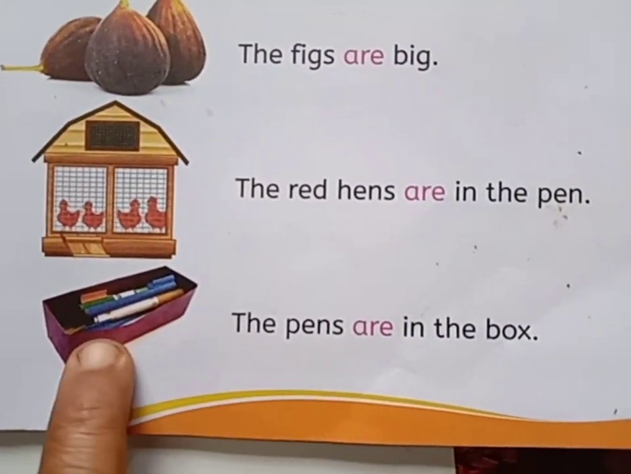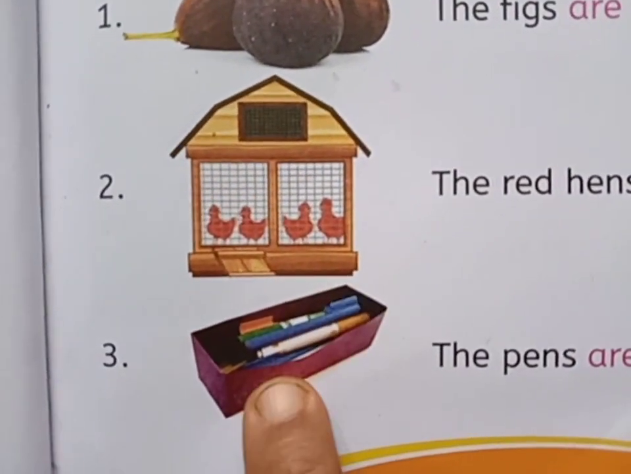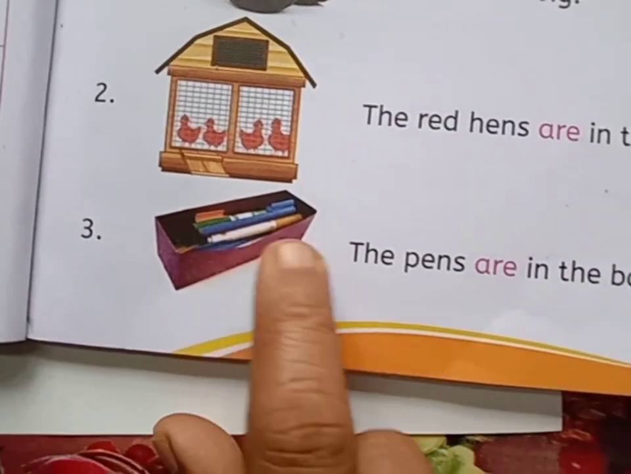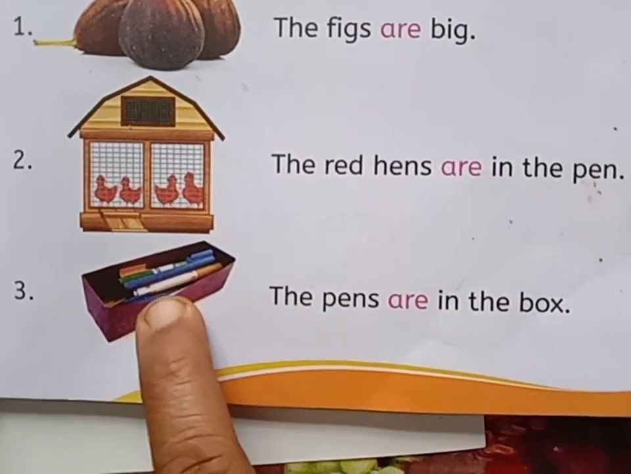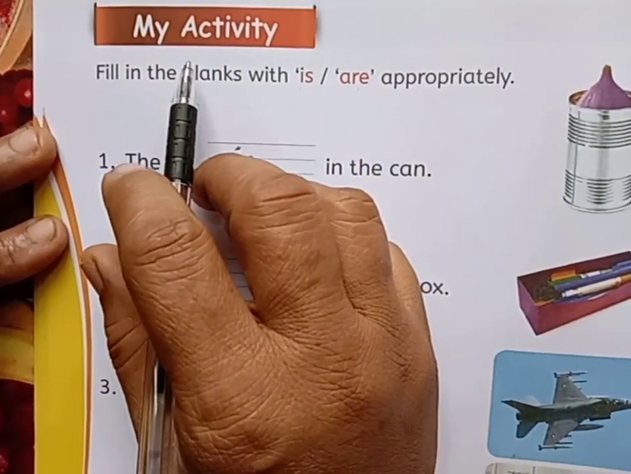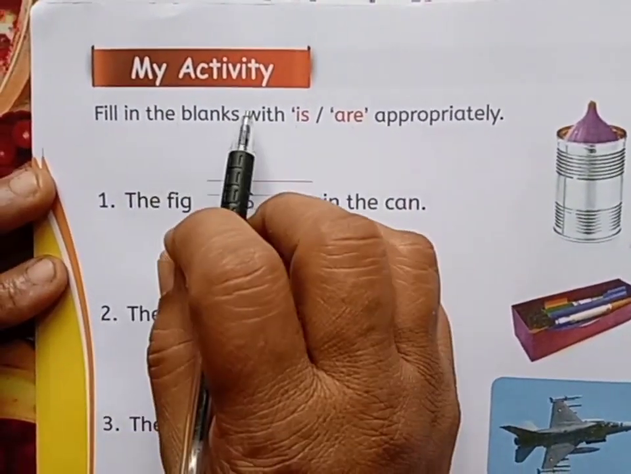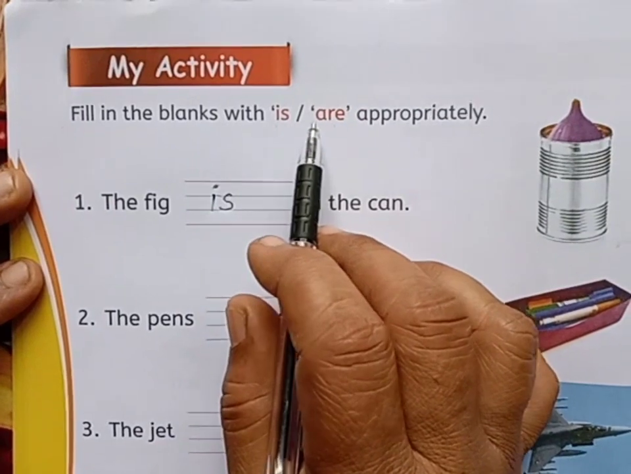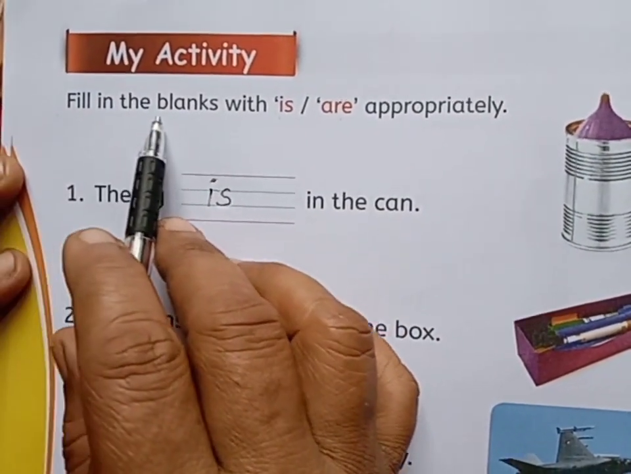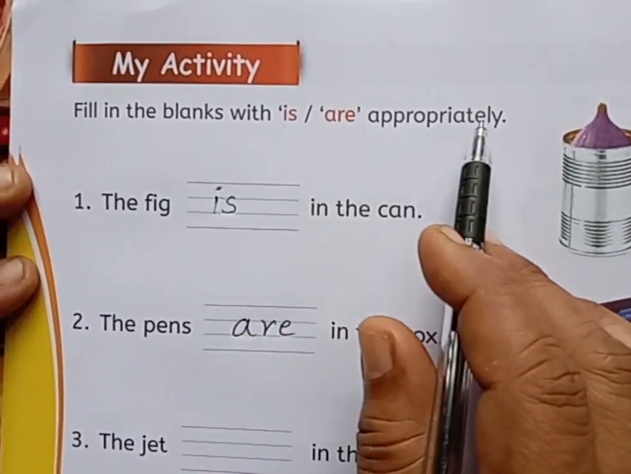Okay. The pens, we can see a box. There are many pens in the box. The pens are in the box. Okay, children, this is your activity. Fill in the blanks with is or are appropriately.